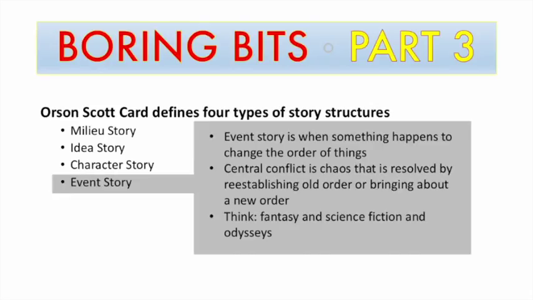And finally, we have the event story. The event story is when something happens to change the natural order of things. So there's a central conflict of chaos through this change, which is resolved by reestablishing the old order or bringing about a new order. And think of fantasy and science fiction and also the classic Odysseys as examples of this.